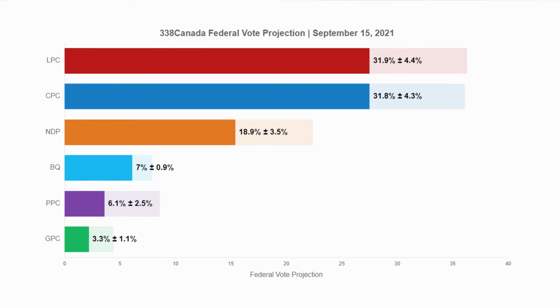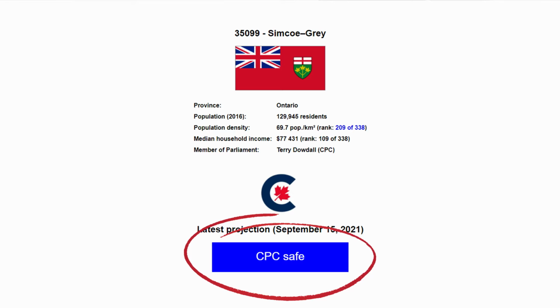Looking at Canada as a whole, it looks like a close race between the Liberals and Conservatives. But to get the whole picture, you need to look at your specific riding. For example, if my riding is Simcoe Grey, I would Google 338 Simcoe Grey and see that my riding is a safe Conservative riding. Based on polling, the Conservatives have over a 99% chance of winning. This is actually a really interesting opportunity for you as a voter. Since your riding is pretty much guaranteed to elect a Conservative MP, you can vote for whoever you want. If you want to vote NDP, you can do it and it won't really have an effect.